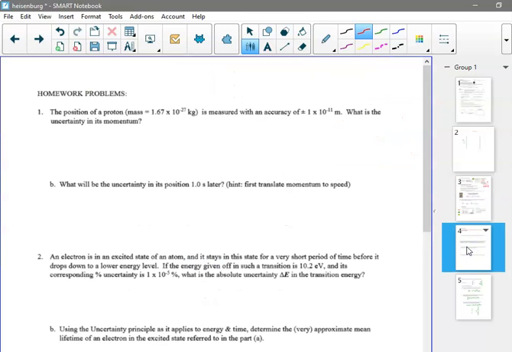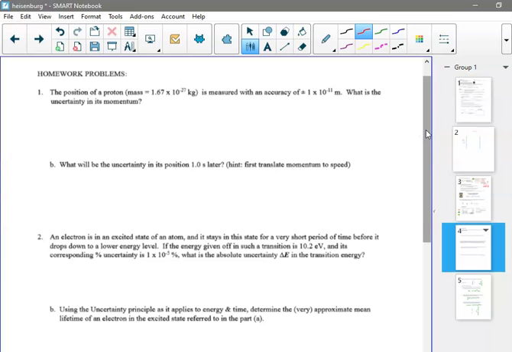These are your homework. You're going to do the rest of these on your own. I will post an answer sheet for these. So let's say the position of a proton, which has a certain mass, is measured with an accuracy of plus or minus 10 to the negative 11th meters. Okay, so we're down to a picometer, and that can be done with various instruments. And in order to see that, we are going to affect its momentum. So we could ask a very simple question: what's its uncertainty in momentum?